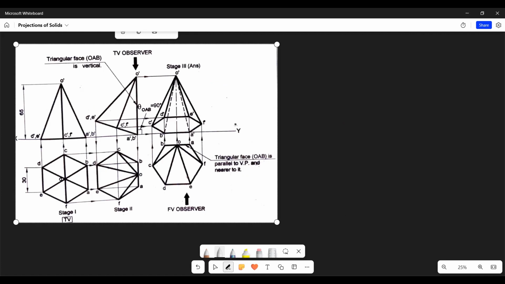Let us now frame the question for this solution. In order to frame the question, we'll first mark the sequence in which the views are drawn. Since this view in stage 1, that is top view, shows the hexagon, this would be the first position. Then the second position would be to draw the front view. As per the sequence I already explained to you, this should come third, and then this should come fourth. Following it, this will be the fifth view drawn, and this will be the sixth view drawn in the sequence.